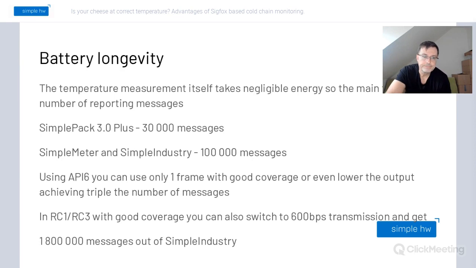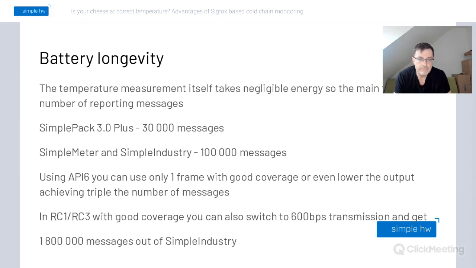Battery longevity. It's important to understand that the temperature measurement itself is pretty negligible in terms of battery consumption. The main factor is the number of reported messages. With SimplePack 3.0, we are supporting 30,000 messages. With SimpleMeter and Simple Industry, we are supporting 100,000 messages. And I'm talking now about traditional three-frame messages.